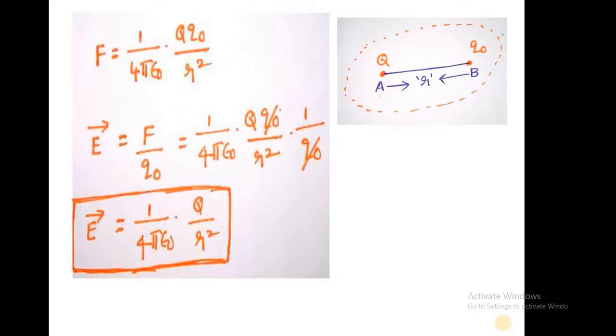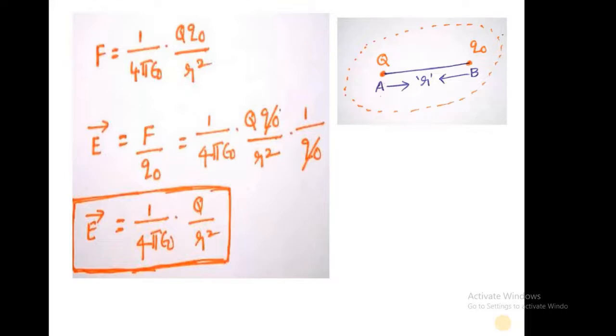Let us derive the mathematical expression for the intensity of electric field. Consider a charge capital Q which is placed at a point A in the space. Then there will be some electric field around the Q. If we place a unit positive test charge Q naught at point B, which is at a distance R from A, then the force of attraction or repulsion between the Q and Q naught is given by Coulomb's law, F equals 1 by 4 pi epsilon naught into Q Q naught by R square.